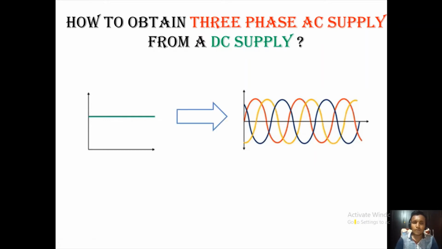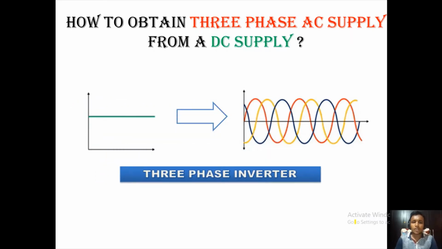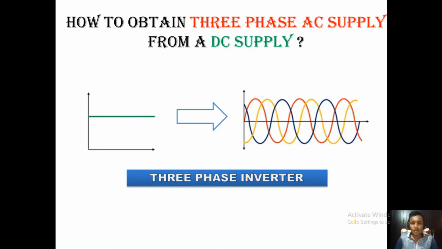Now we have to convert this DC supply into a three-phase AC supply. So the solution for the question is a three-phase inverter. A three-phase inverter is a device that can be used to convert this DC supply into a three-phase sinusoidal AC supply. In today's session, we will discuss this three-phase inverter.